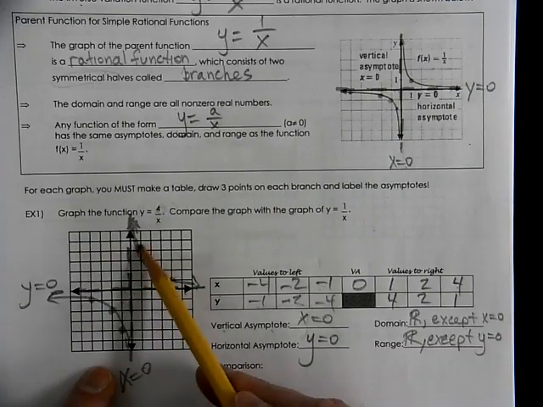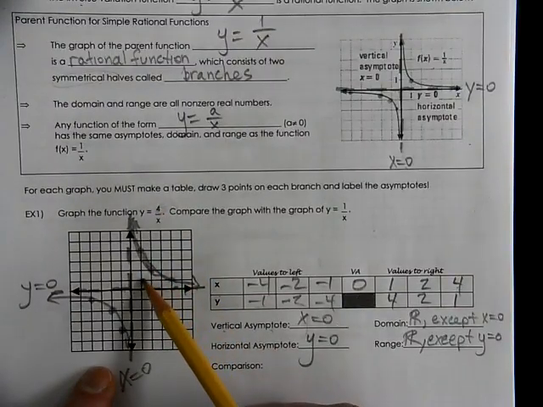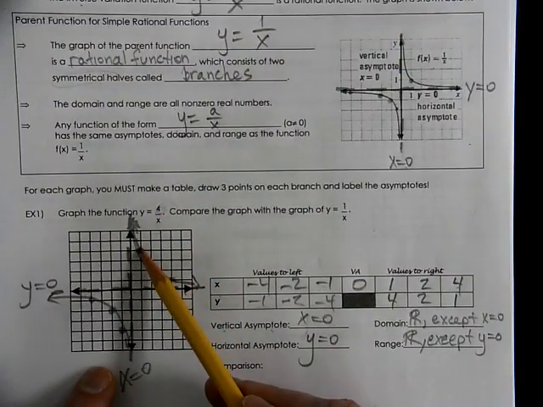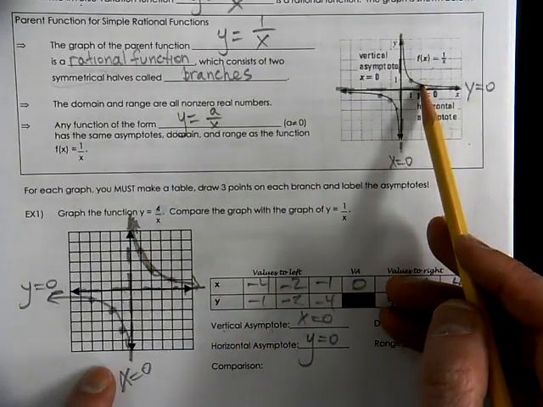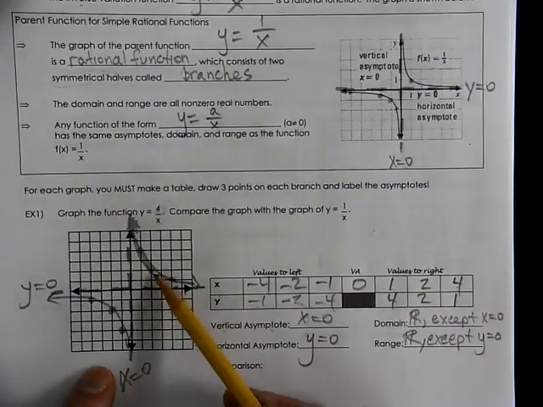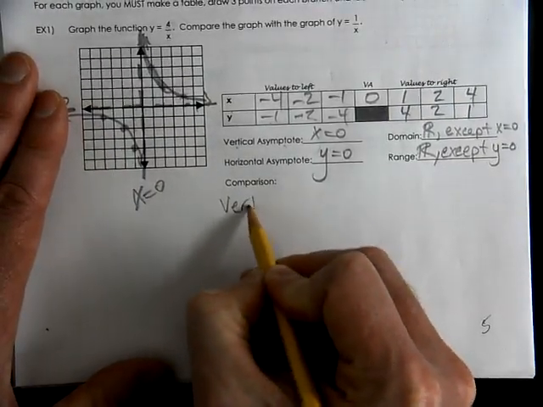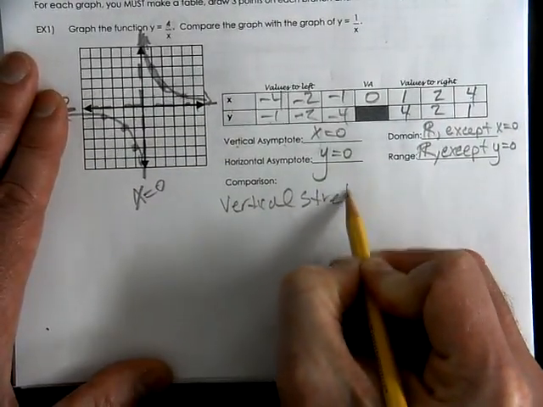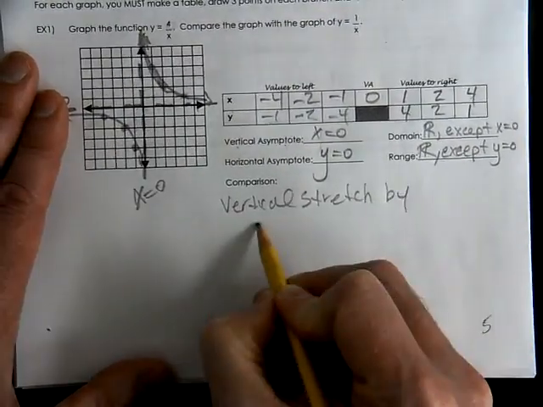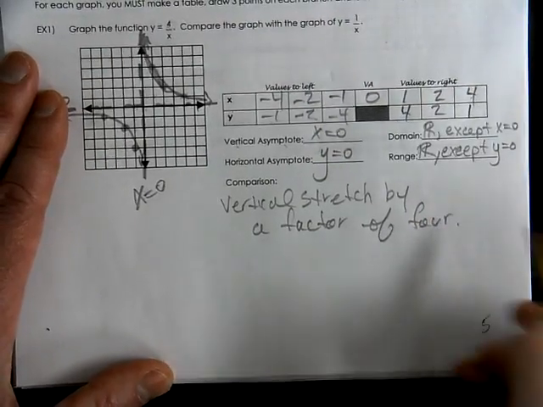So this one had a vertical stretch by a factor of 4. So 1 times 4 brought me up here. At 2, I'm at a half. At 2, I'm at 2. So you do a half 4 times, and I'm up at 2. So I stretched it by a factor of 4. So the comparison is a vertical stretch by a factor of 4.